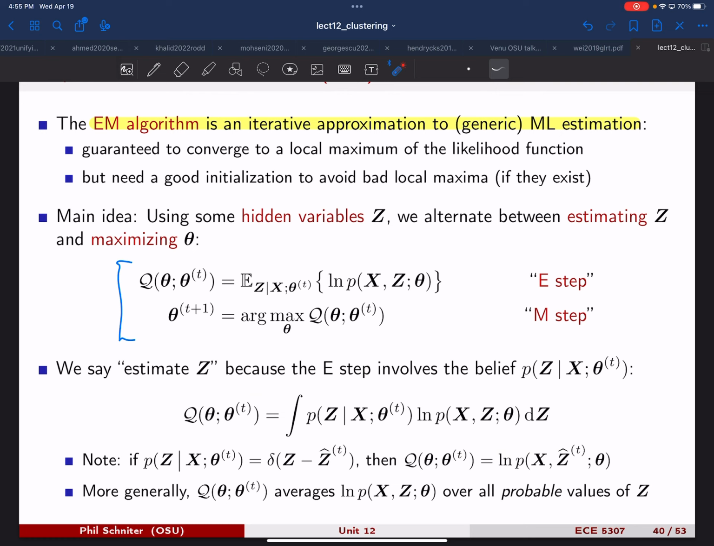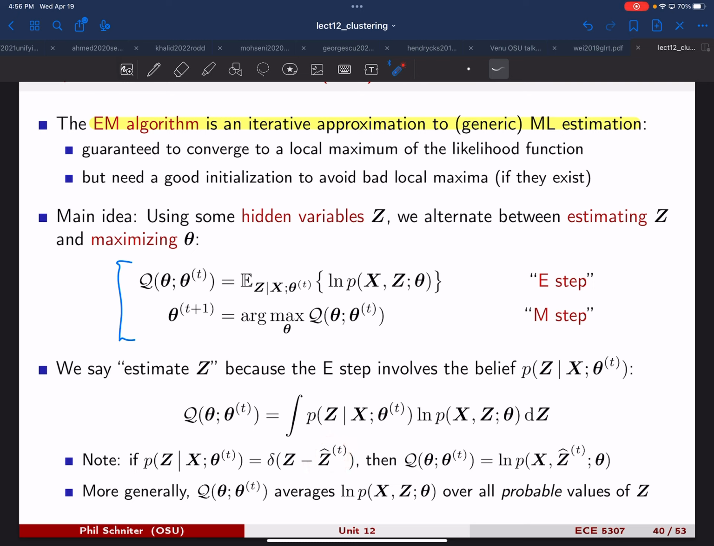Okay, so now a little bit more intuition. What's really going on here? So this probability is telling us information about what we know or what we believe about the hidden variable z, given our data and given our current guess of our parameters. So let's take an extreme example. Let's say that given my data and given my current parameters, I was absolutely certain that z takes on some value z hat. Let's just say I'm totally confident.